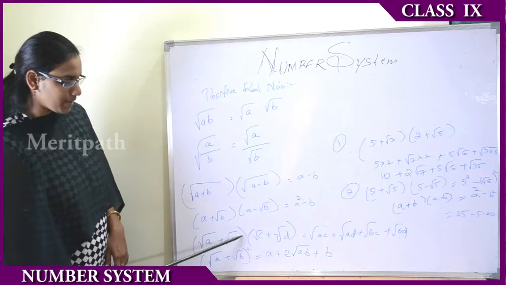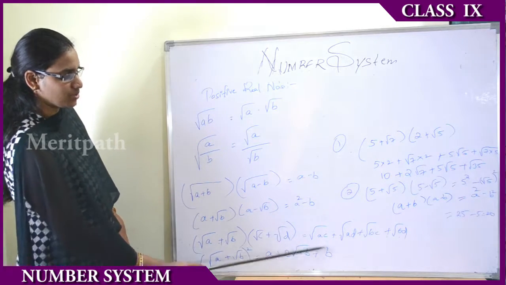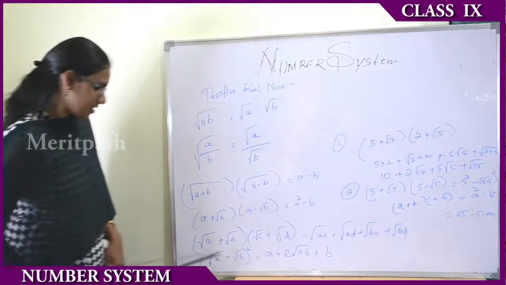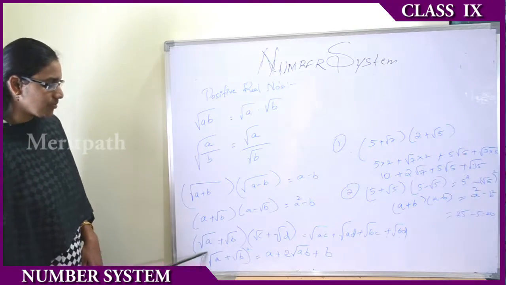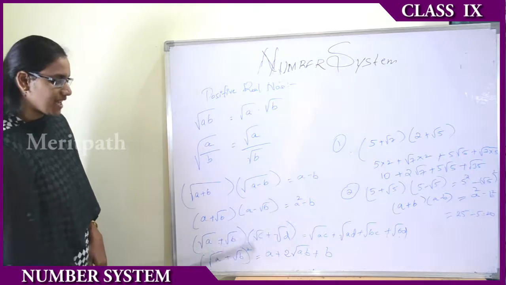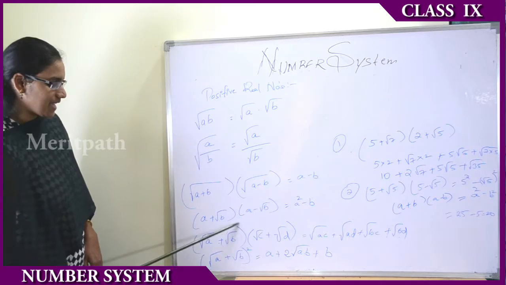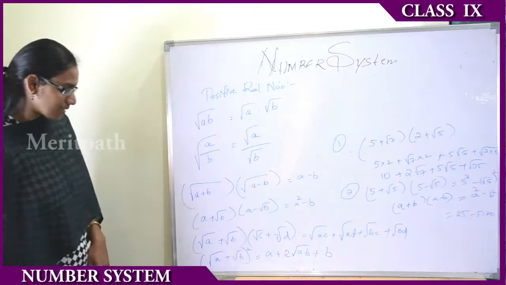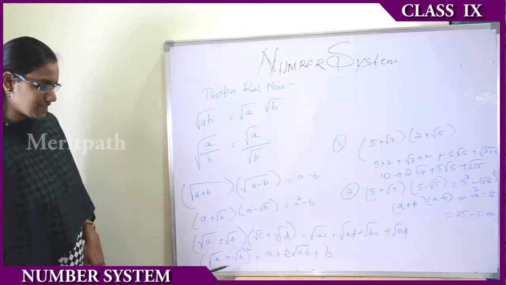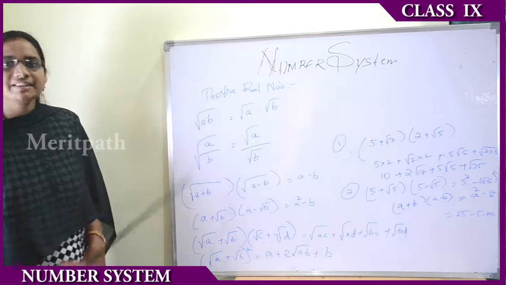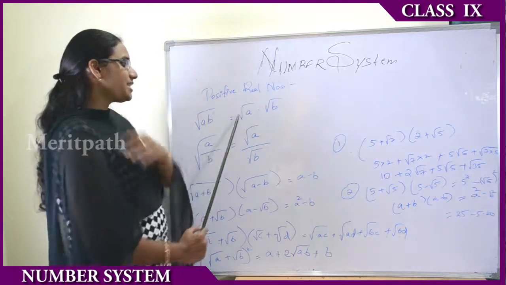(Root A plus root B)(root C plus root D) equals root AC plus root AD plus root BC plus root BD. We multiply the first term in the first bracket with the terms in the second bracket, and the second term in the first bracket with the terms in the second bracket. (Root A plus root B) whole square equals A plus 2 root AB plus B. Thus, we will see some examples in order to remember these formulas.